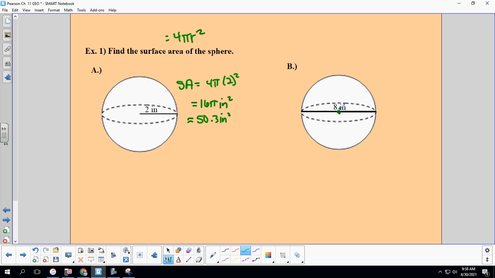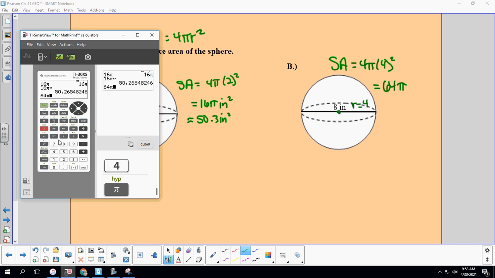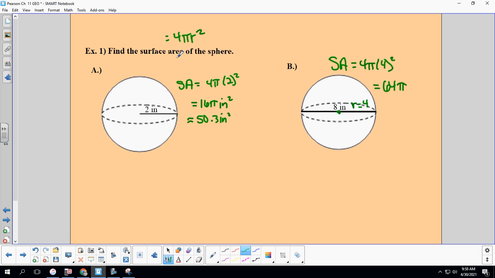Okay, given a scenario where we have the diameter, we have to cut the diameter in half to find the radius. So our surface area would be 4 pi times 4 squared. 4 squared is 16. 16 times 4 is 64. And then 64 pi is 201.1. And that is square inches because we're in area.